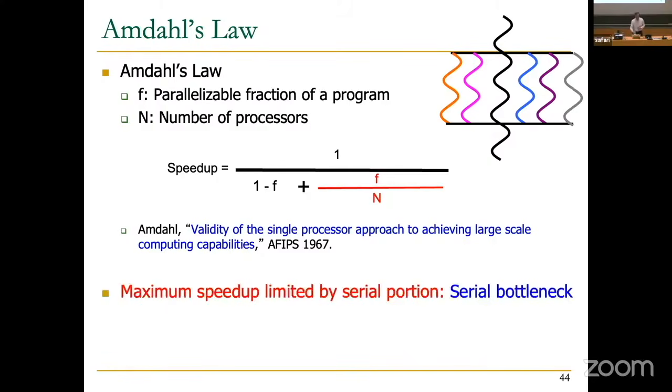So basically, that's what this says. Maximum speed up is limited by the serial portion. This is called the serial bottleneck. And this serial bottleneck term especially came about because of vector processors. People basically said, oh, we have the serial bottleneck. How do we deal with it?